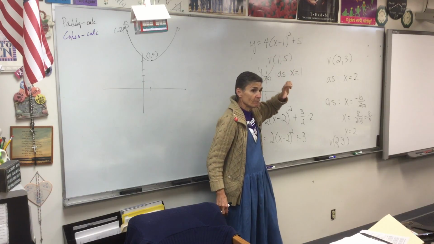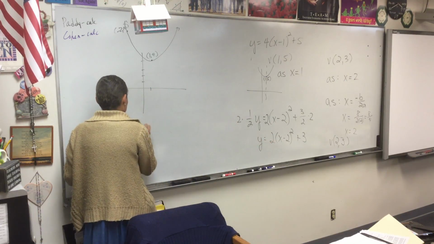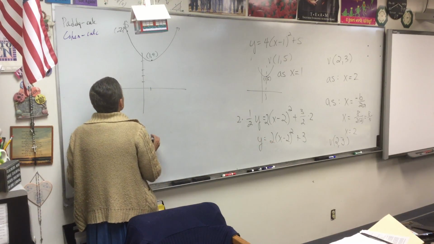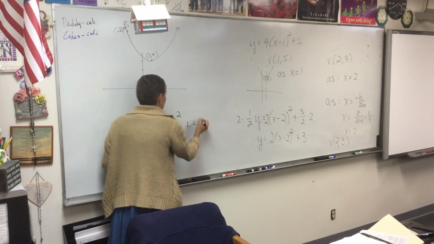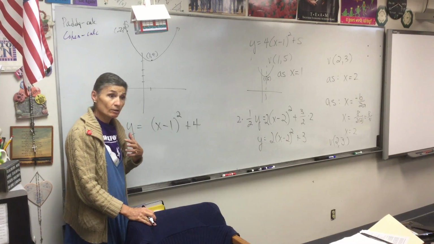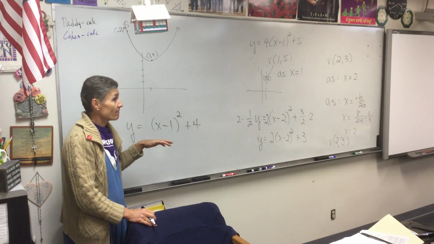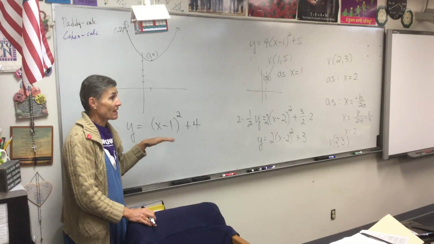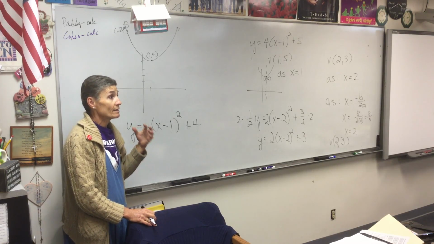So if I know the vertex, what can you tell me about the equation, Chandler? Y equals X minus 1 squared plus 4. I think he's right on target. That's the foundation of the equation, but that is not the whole equation. Can somebody explain to me what is missing?